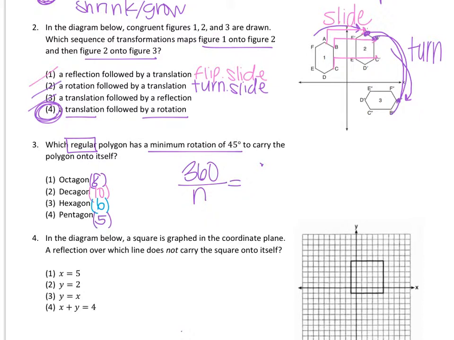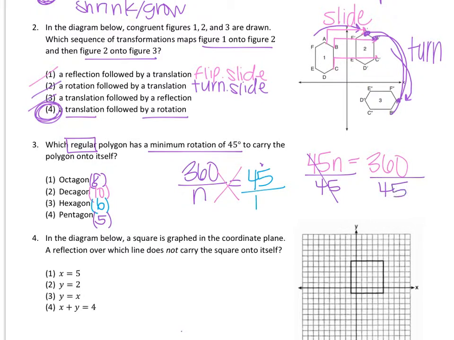So here, if I have 45 degrees, I'm going to choose to put this over 1. So then this way it makes it nice and easy. We can just simply cross multiply. So now we have 45n equals 360. When we divide, we end up getting the number of sides. So n equals 360 divided by 45. Type it in the calculator if you need to. We end up with 8. N equals 8, so choice 1 is our answer.